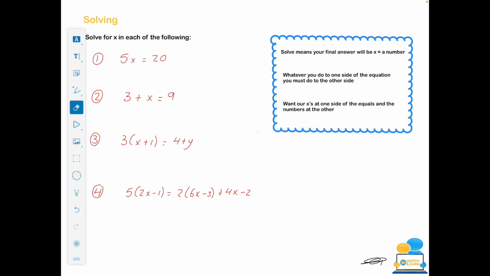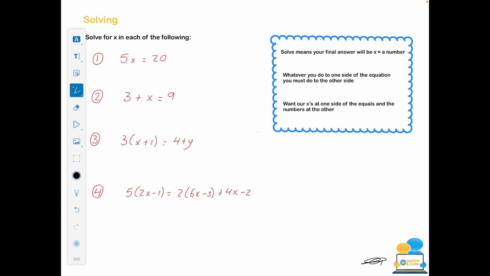So the next section is solving. Whenever a question says solve, basically what you want is x equal to a number. Now, it may not always be x. If your question is y, it'll be y is equal to a number. Key thing is, whatever you do to one side of the equation, you must do to the other. Essentially we want our x's at one side of the equals and the numbers at the other. There's a bit of organisation involved in this, particularly when we see examples 3 and 4.